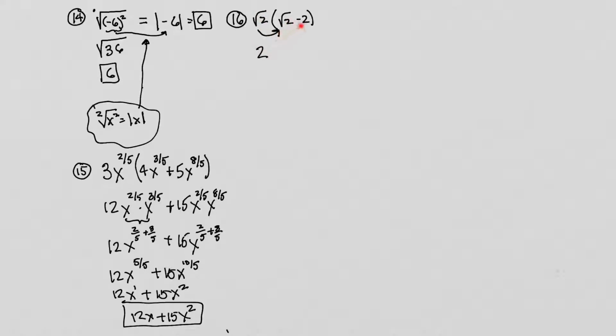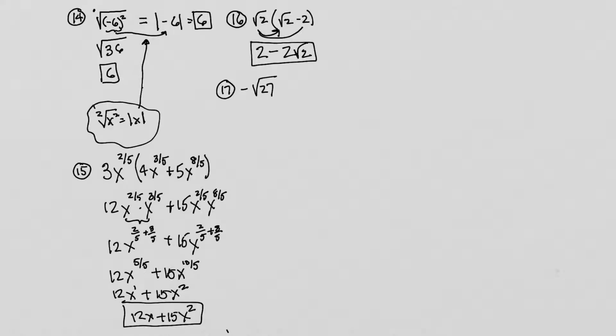Now, when we distribute over here, this 2 is inside, this 2 is outside. They're going to stay that way. So this is going to be minus 2, that's this 2 right here, and then a square root of 2, which is that one right there. And that's it. That's as far as we can go with that.